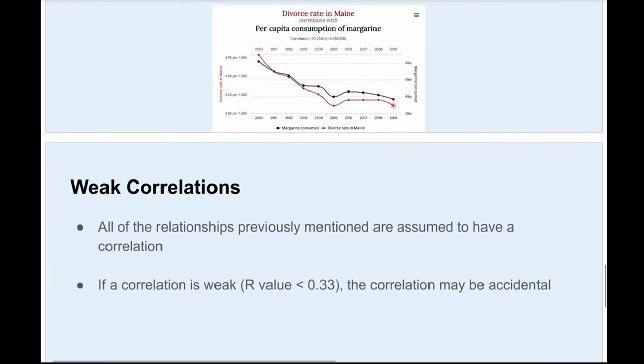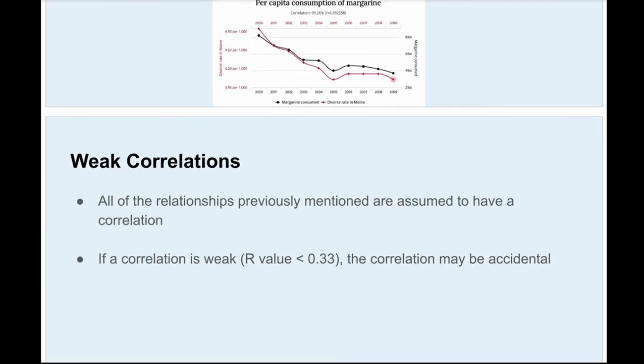All the relationships that we've previously mentioned are assumed to have a correlation or a strong correlation or some form of correlation. And generally speaking, if the correlation is weak, again remember less than 0.33, then there's a chance that the correlation may be accidental. Again, there may not be an actual correlation or relationship between them.